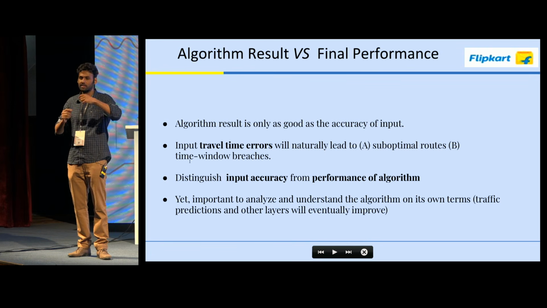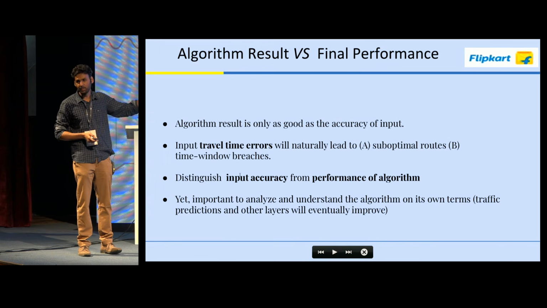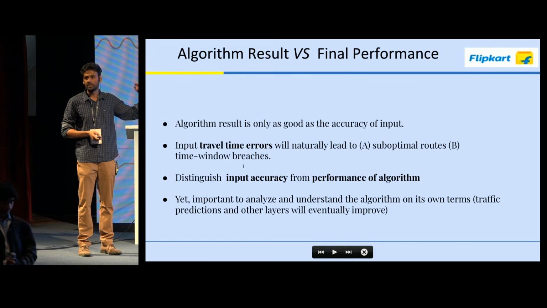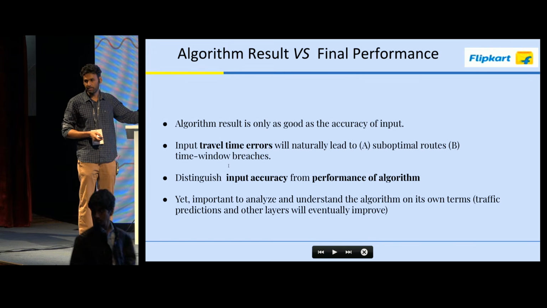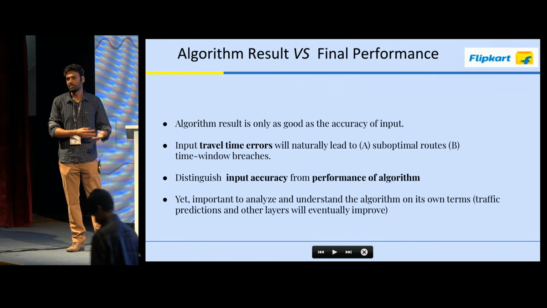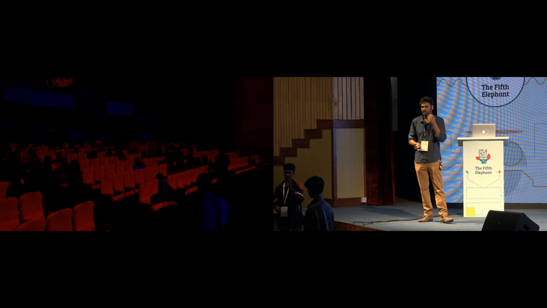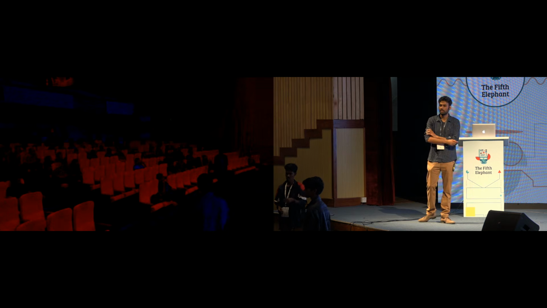The traffic situation changes. So there are those challenges, which is why the slide which I didn't show is to differentiate between algorithmic performance and the final performance, which depends on the accuracy of the input. If you provide poor, inaccurate input, it doesn't matter how great your algorithm is or how well fine-tuned it is, it's still going to get suboptimal results. You're going to get breaches.